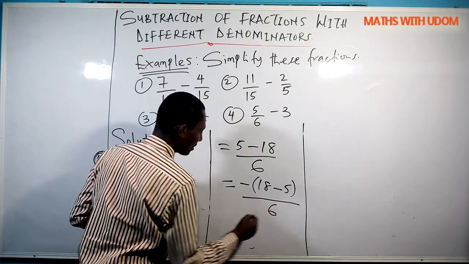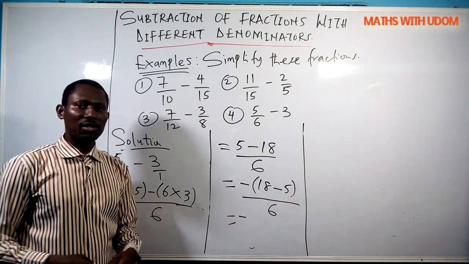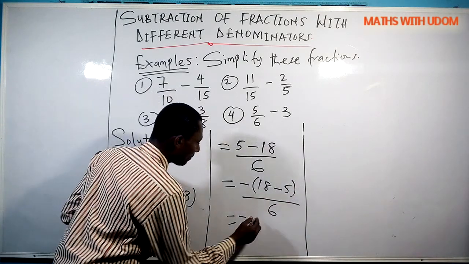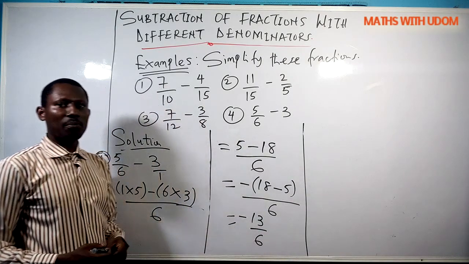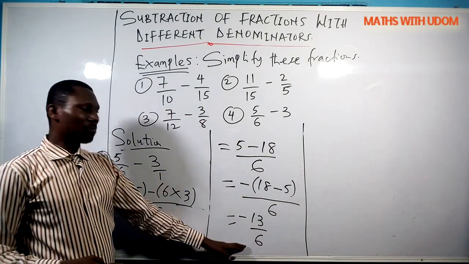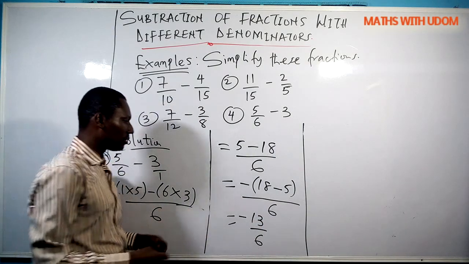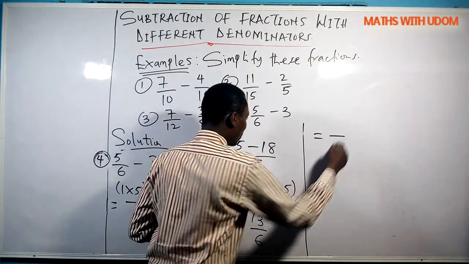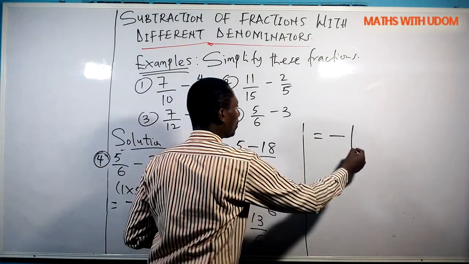Everything divided by 6. And that will give us minus. 18 take away 5 will give us 13. Okay? So we have minus 13 over 6, which is an improper fraction. So what do we do with this? We change this to a mixed fraction. So that will give us equals to minus. How many 6 can go in 13?